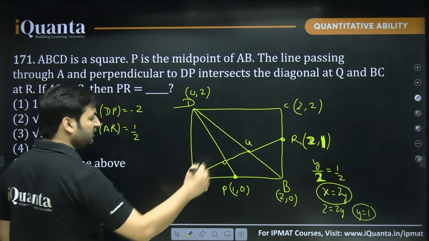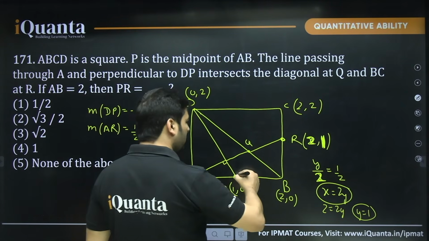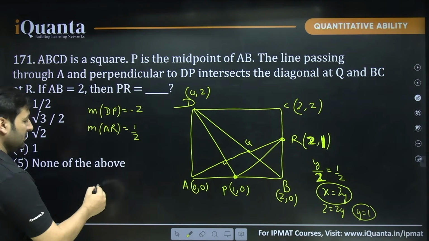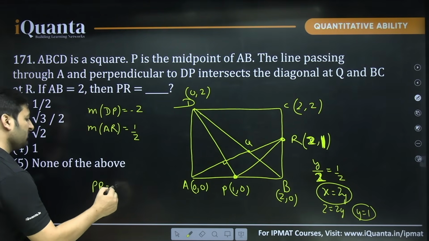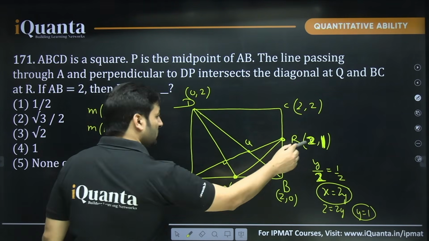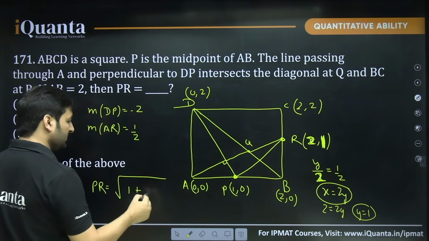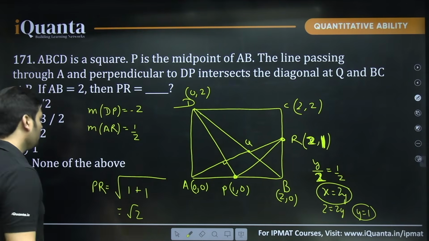I just have to use the distance formula. I wanted the distance PR, and I have the coordinates of both P and R. So what is the distance of PR? Just use the distance formula: square root of (y2 minus y1) square plus (x2 minus x1) square. So (1 minus 0) square, 1, plus (2 minus 1) square, that is 1, so root 2. Root 2, that's our answer.